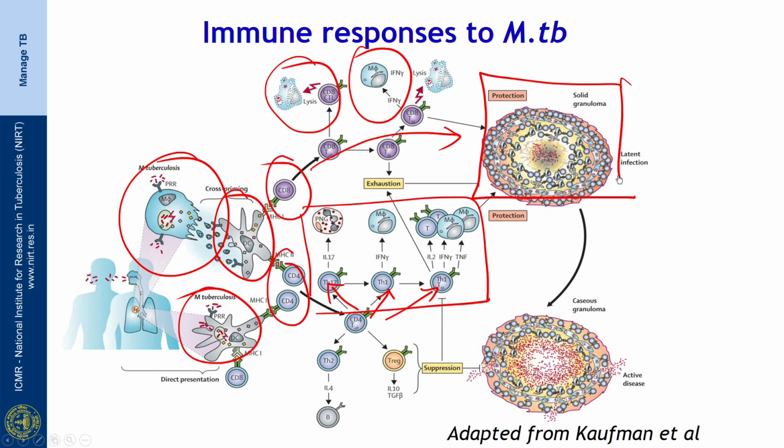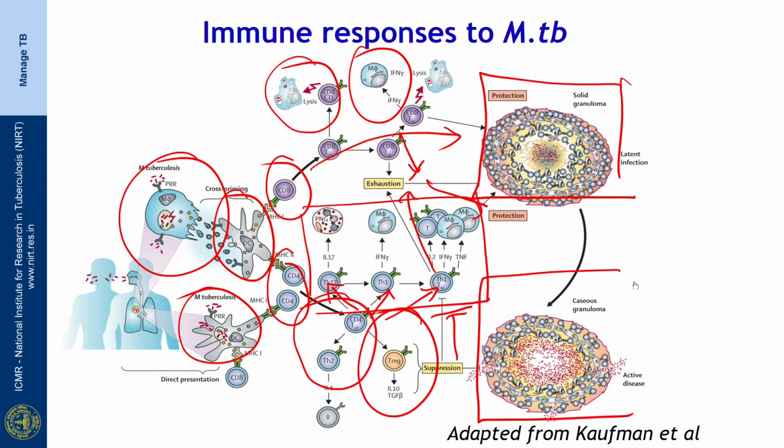In contrast, when any of the arms of these immune responses break down, and I'm just giving you an example of a few, for example, the induction of a Th2 response or the induction of a regulatory T cell response, either of which can suppress these protective immune responses, or if the Th1 and CD8 T cells undergo exhaustion, which can also suppress the protective responses, you end up with a caseous granuloma and active disease.